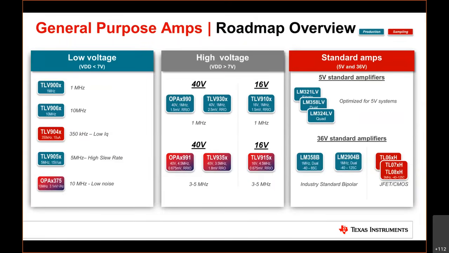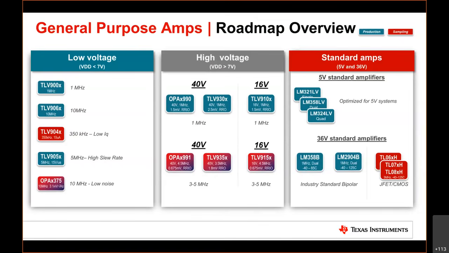Now, as an overview for the rest of the new products that I'll be showcasing, we have these separated into low voltage, high voltage, and standard amplifiers. Low voltage devices are ones where the single supply voltage is about 7 volts or below. High voltage, commonly released on a 16-volt process node and 40-volt process node, and standard amplifiers. These are the ones that op-amp enthusiasts might recognize some of these names.